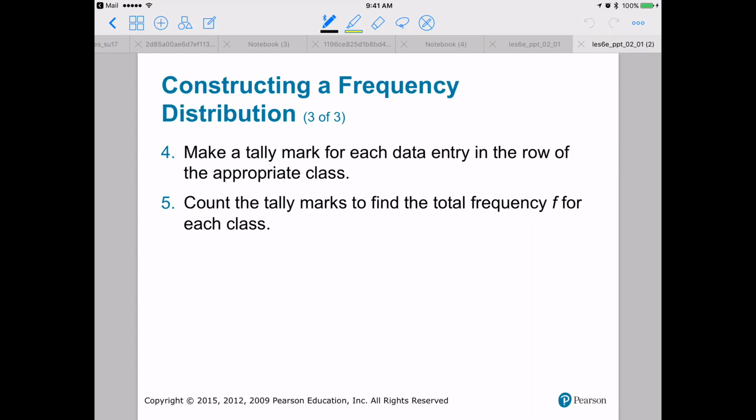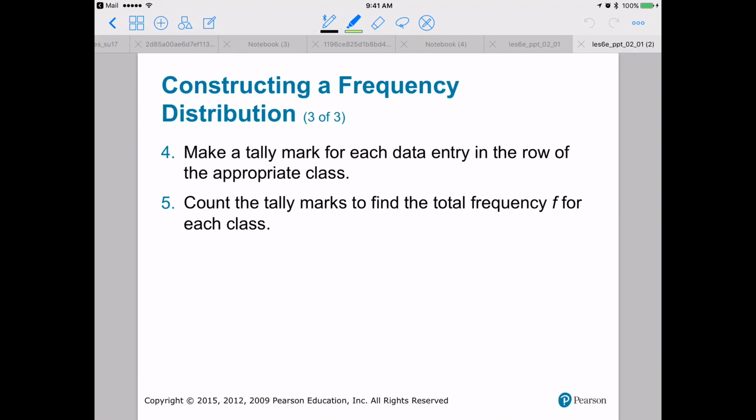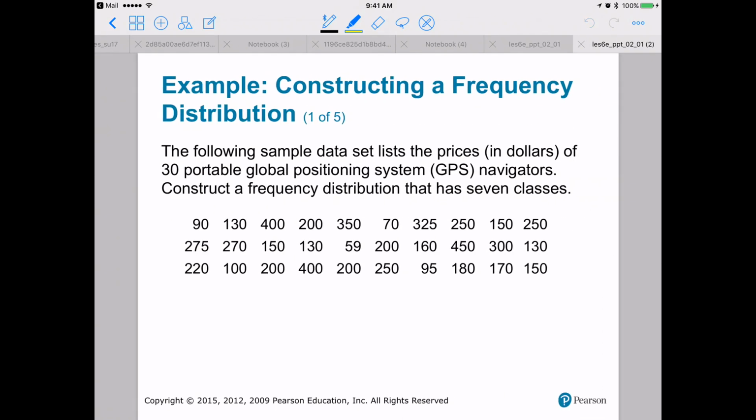And so after you do 1 through 3, we are now on steps 4 to 5, which is setting up your frequency. To set up your frequency, you're basically going to mark it. You're going to make a tally mark for each data entry in the row of the appropriate class, and then you're going to count the tally marks to find your total frequency. And remember, that's what this symbol F stands for. Okay, so let's do this example here, constructing a frequency distribution.